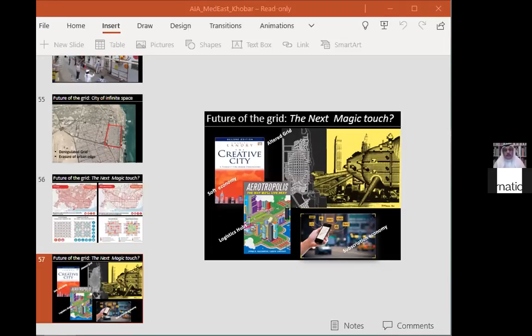I would still choose Khobar to start any intervention, because it's the only city that started from scratch, and it could be presented as a good example. I would still say Khobar, in fact, if you want me to name one.